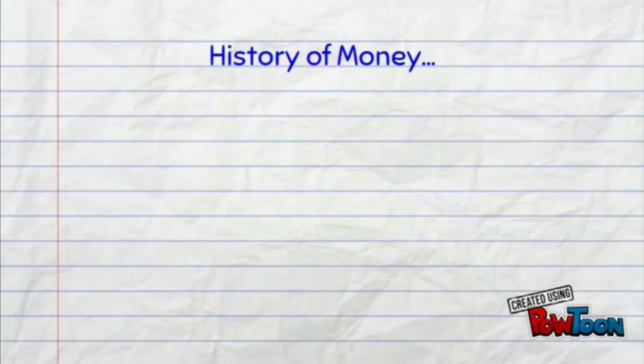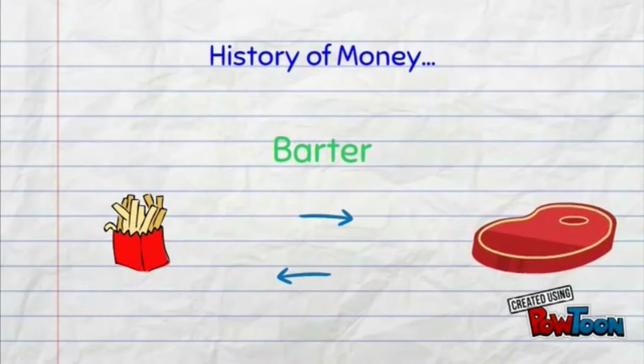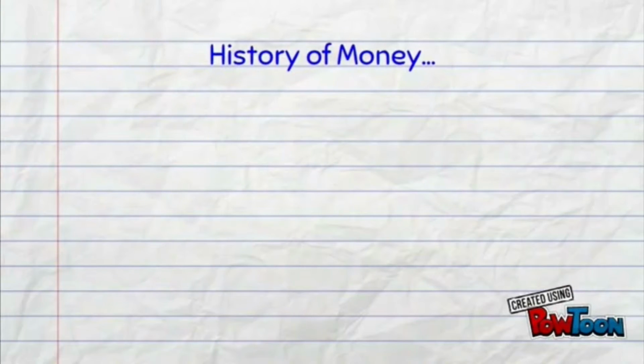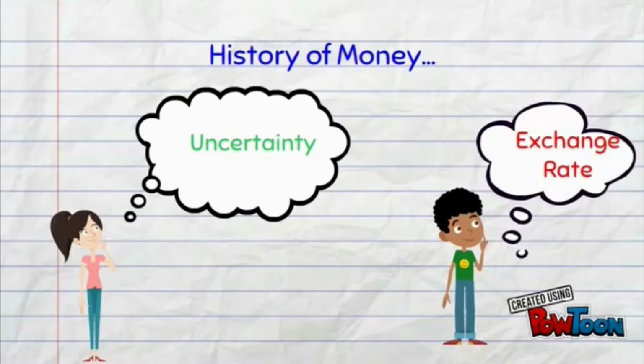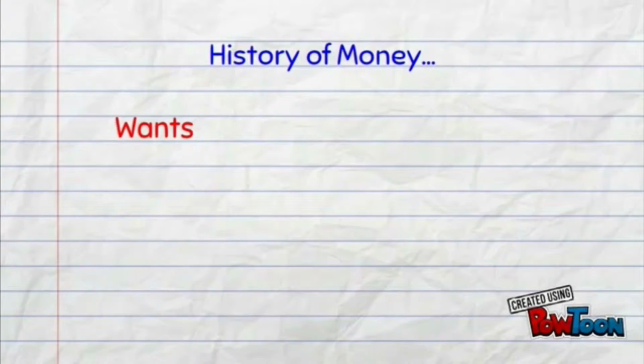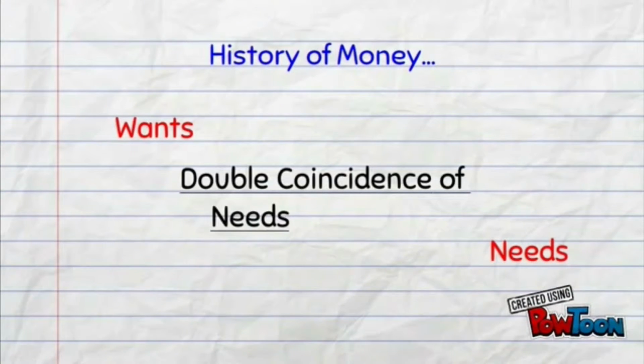Before coins and notes were created, a system of barter was in place where people exchanged one product for the other. For example, people exchanged potatoes for meat. But this wasn't always possible as people became uncertain of the exchange rate, and you needed to find someone who wanted what you had to exchange and had what you needed, called double coincidence of needs and wants.